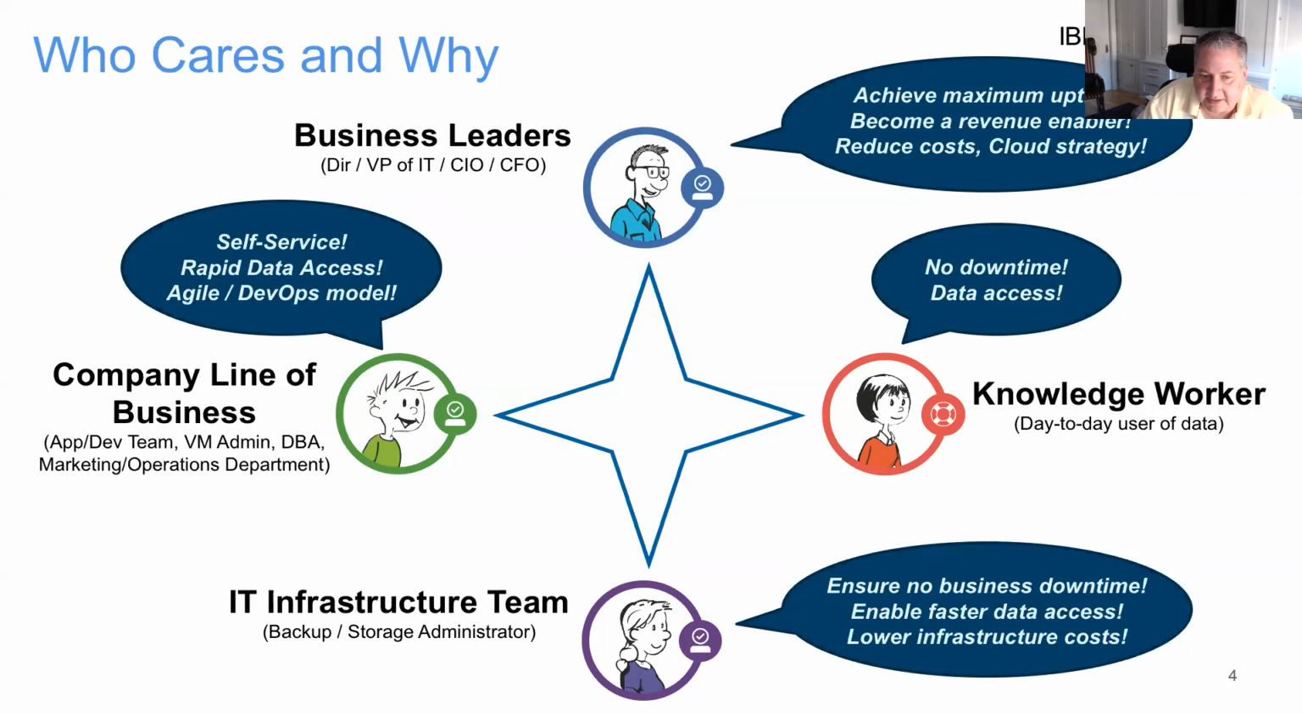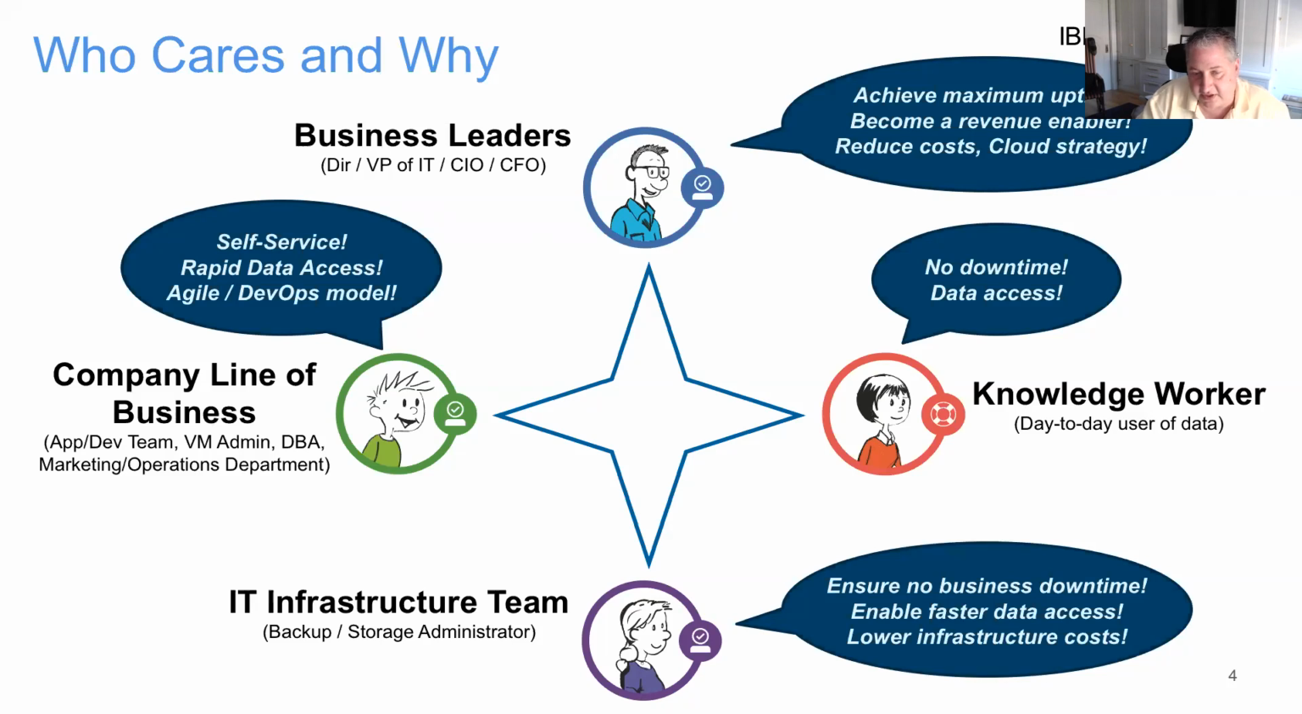And then at the lowest possible rung, but probably the biggest piece of the pyramid, is the infrastructure team. They're essentially accountable to make sure that the business has no downtime. And now with the new requirements at the business leader level, they want to help the business generate revenue by providing access to data. And overall, they're accountable for looking at all the different solutions in the market to make sure they're driving the lowest cost to help do all of these things.